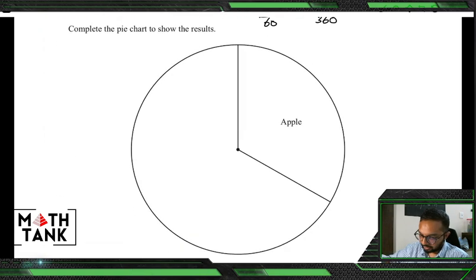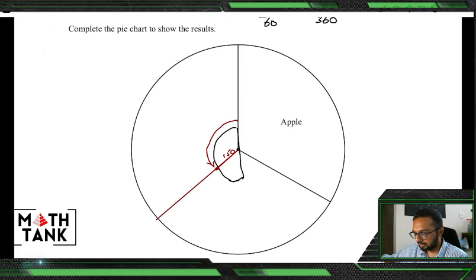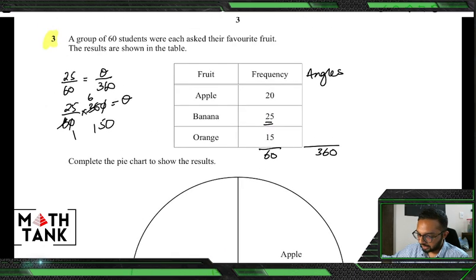You place your protractor like that and start measuring from here, and 150 comes up somewhere here. With a pencil, you mark it like that, and then draw a straight line from there to there. Since I don't have a protractor on the screen, I've drawn it approximately, and I'm going to mark my angles now. That's 150. I should also calculate the angle for the apple just to show the examiner that I knew what I was doing.